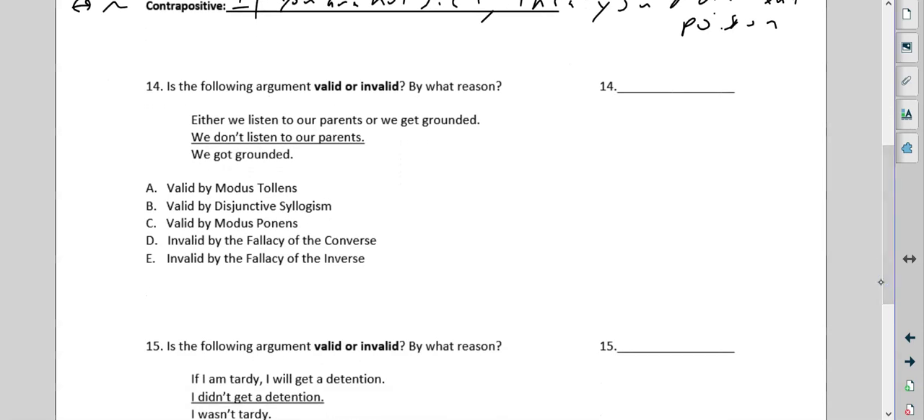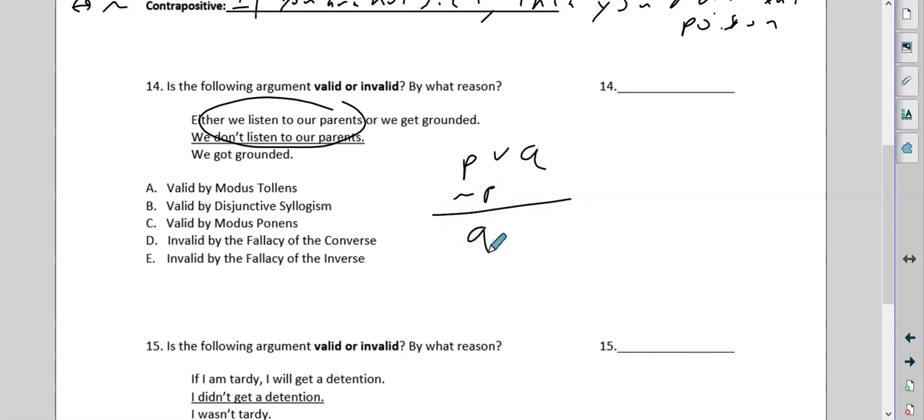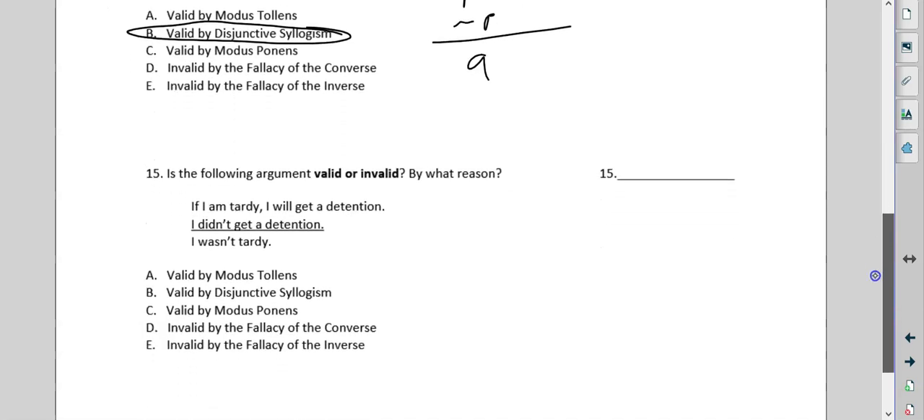Hey, 14. So it says either we listen to our parents or we get grounded. Okay? So we listen to our parents or we get grounded. We didn't listen to our parents. That has to do with the P. So we have not P. We got grounded. That's Q. Okay? If we look at our chart, that's B. It's a disjunctive syllogism, which has to do with or statements.